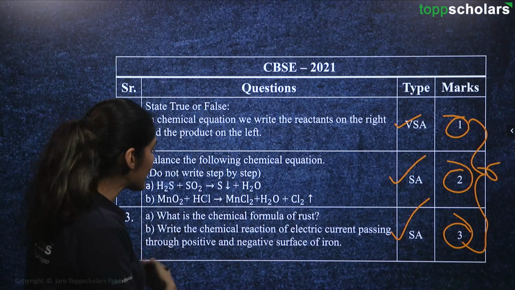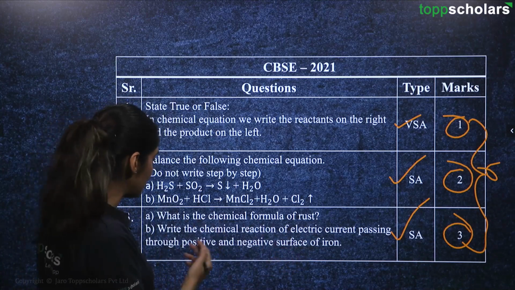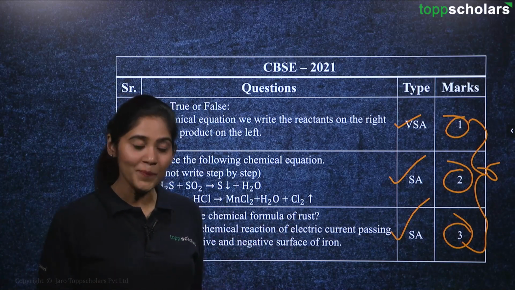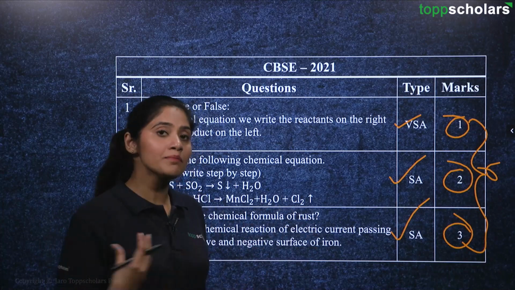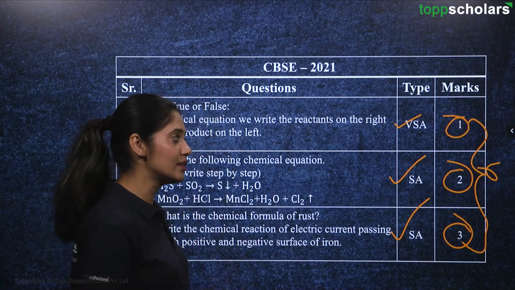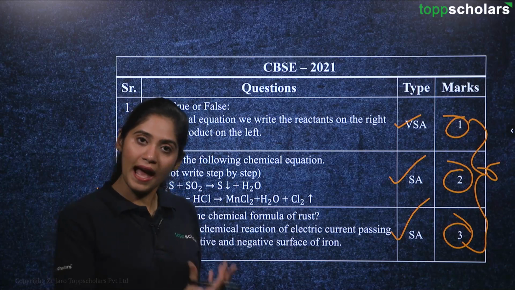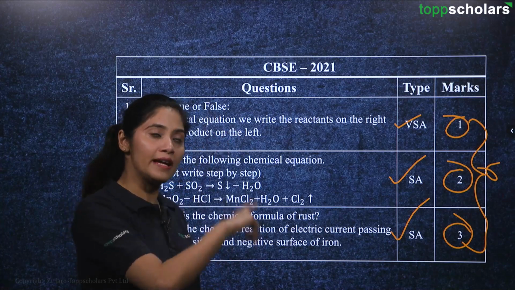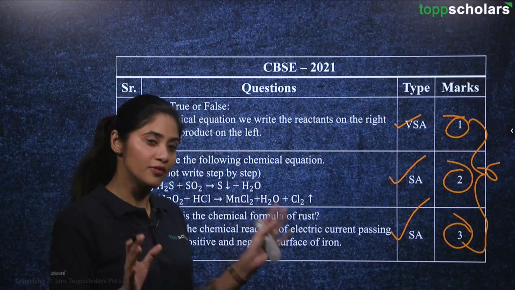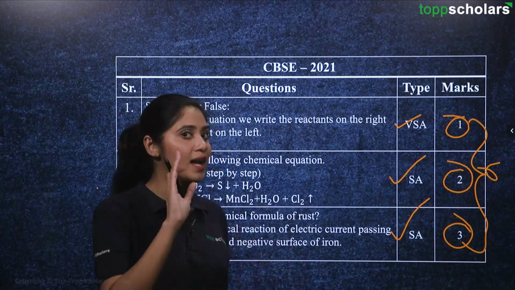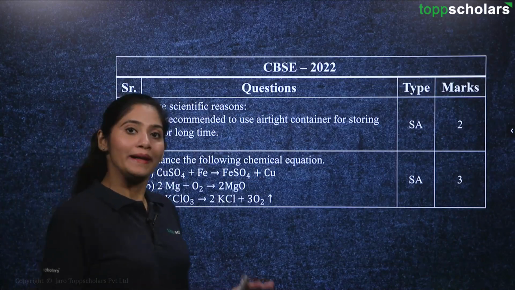Then B is, write the chemical reaction of electric current passing through positive and negative surface of iron. So as we already know, in the process of rusting, on the surface of iron, certain places act as anode and certain places act as cathode. So you have to mention the reaction occurring at anode and cathode. So again, we will be discussing it further in our subsequent slide while we are discussing the previous question, which is a 5 mark question. Okay, so we will also be able to answer these questions once we discuss that. So let's move on. Now we come to 2022.